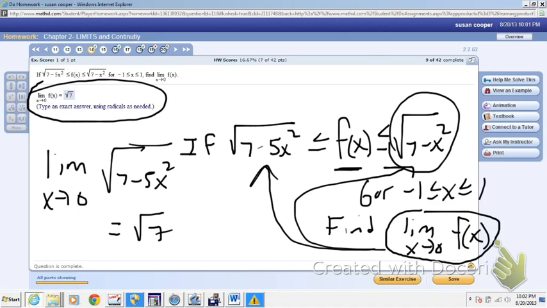You basically look at the limit of the lower bounding function and the upper bounding function, and you know that f of x is sandwiched in between there. So by the sandwich theorem, you know that it will have the same limit, which is root 7. Okay. Hope that helps.